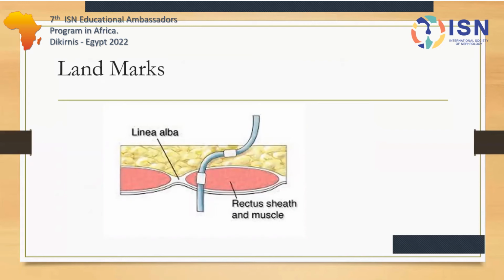Remember this illustration, just to show you that the catheter is away from the midline, especially the linea alba, and you can see the two curves, and the catheter is passing through the rectus sheaths and muscles.